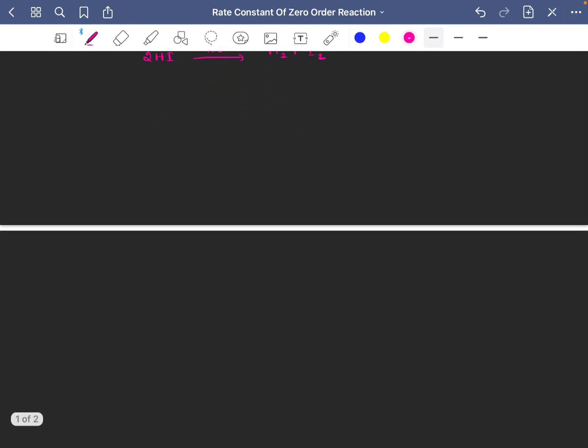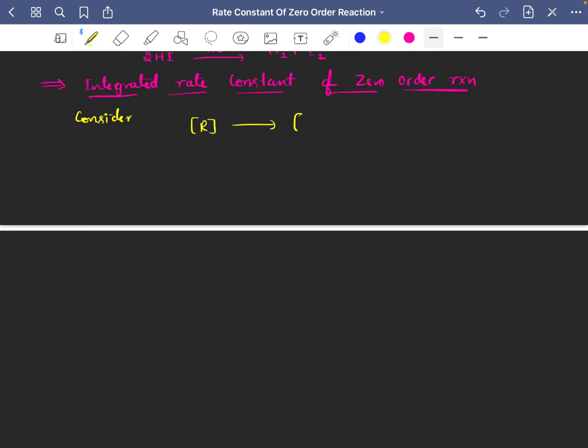Now we'll see the expression for the rate constant of zero order reaction. So note down the heading. The heading will be integrated rate constant of zero order reaction. So firstly consider, see, in any reaction, we know reactants give rise to products, correct? So reactants give rise to products.